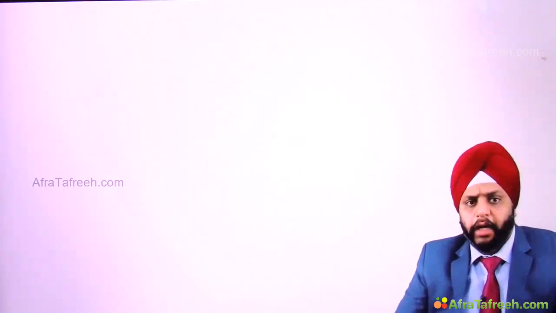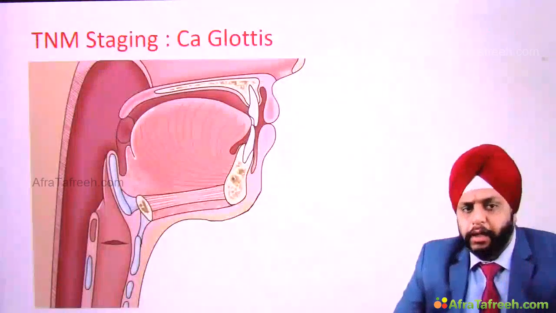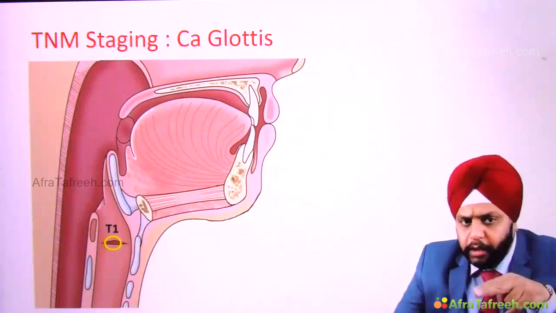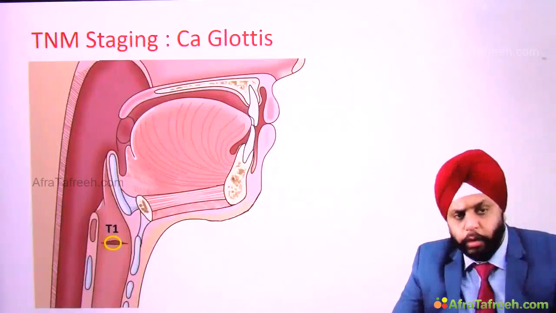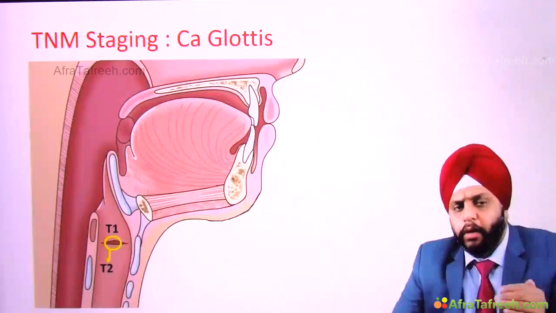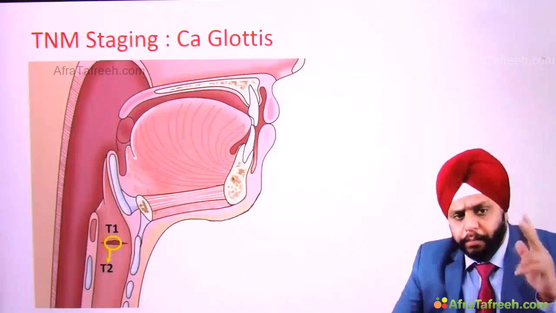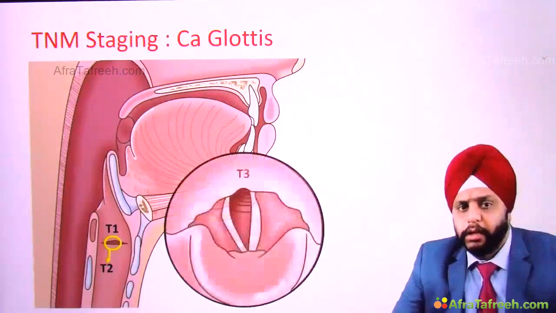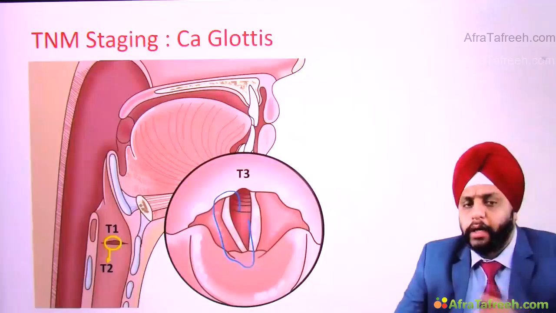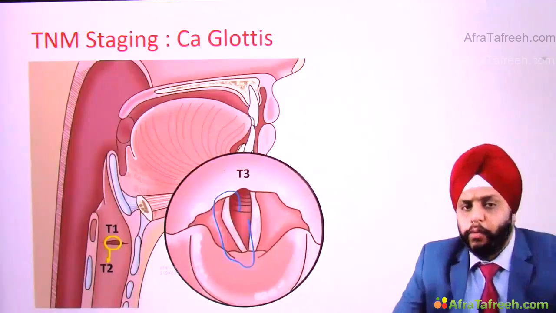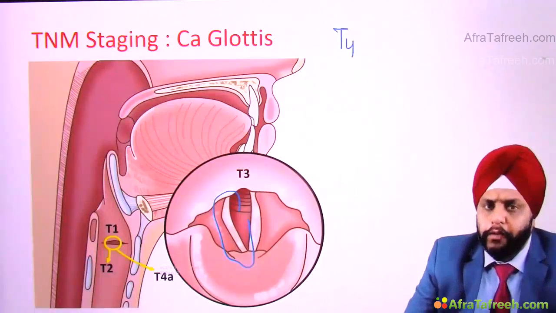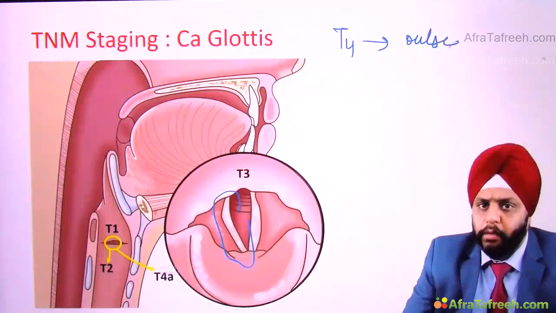Okay, so let's look in this diagram, and we can see over here we have the T1. So what was T1? One fold or both folds, but both are freely mobile, right? T2, what was T2? T2 was impaired mobility. Maybe it involves the supraglottis or subglottis, okay, but impaired mobility. T3, vocal fold is fixed. You see, this fold is fixed over here, not mobile at all, okay? And T4, what is T4? It goes outside larynx. So T4 means it goes outside larynx into the neck.